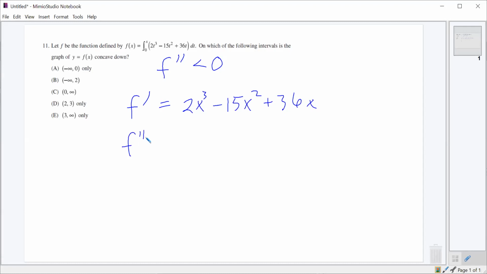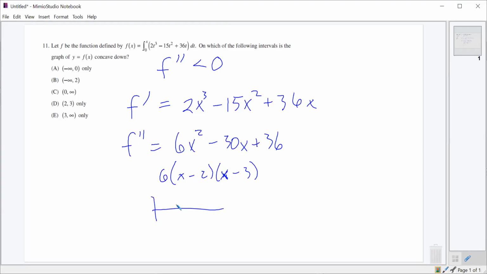So f double prime ought to be 6x squared minus 30x plus 36. It looks like we could take a 6 out of that, and then we've got x squared minus 5x plus 6. So I think that's x minus 2 times x minus 3 is how that'll factor.